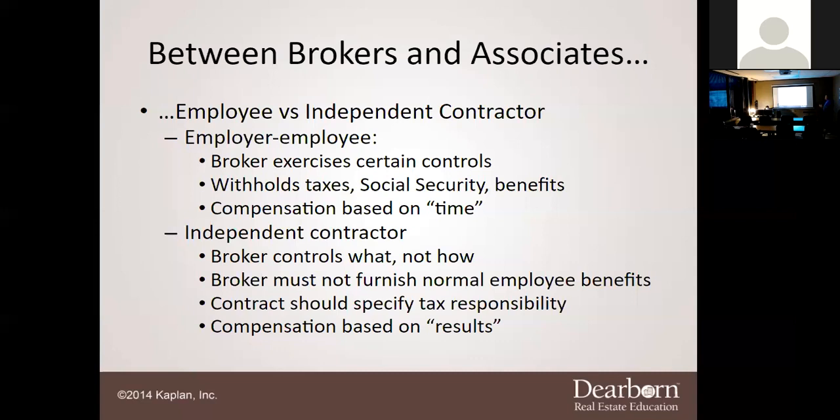I cannot furnish any type of benefits, okay? The contract should also specify the tax liability, what's the liability, and compensation is based upon the results. If Ms. Davenport sells 10 houses in her first month, well, Mr. Eugene, don't come in and argue to me and say, well, why is she getting a big check? Well, I'm sorry, you didn't want to work. She did. Okay? Sorry, not how this works.